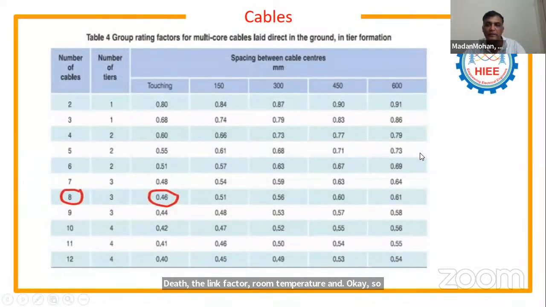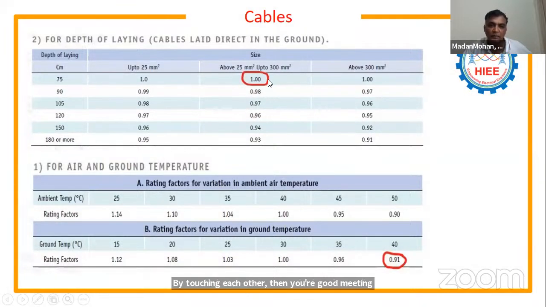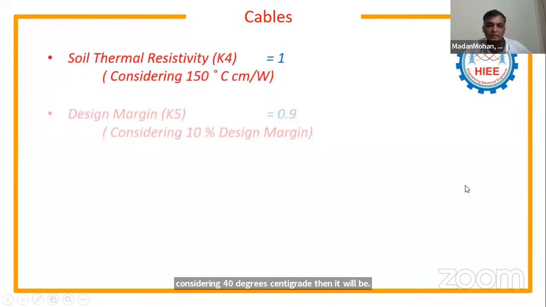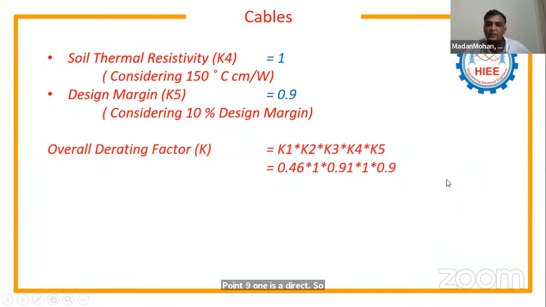These are from the cable catalog sheets. When you lay 8 cables touching each other, the group rating factor will be 0.46. Laying the cable 750 mm below the ground, as it is an LV cable, the depth derating factor is 1. The ground temperature I'm considering is 40 degrees centigrade, so the derating is 0.91. Soil thermal resistivity factor is 1 and design margin is 0.9. The overall derating factor will be 0.376.